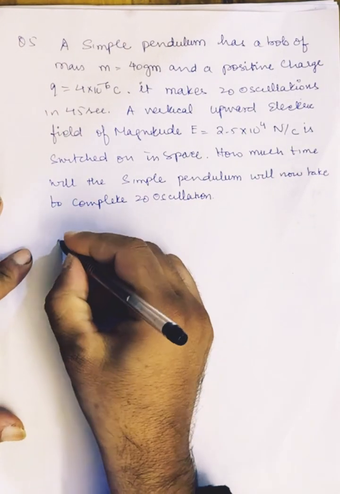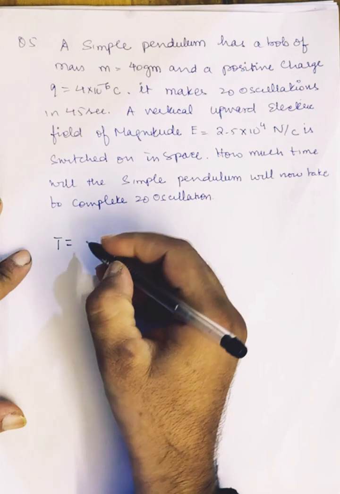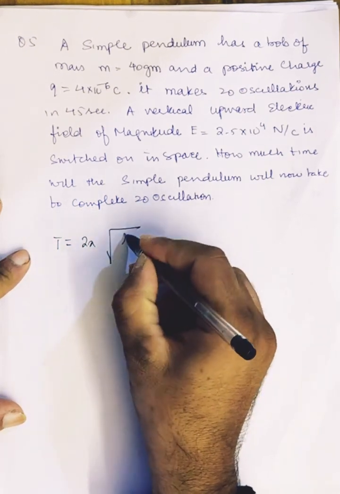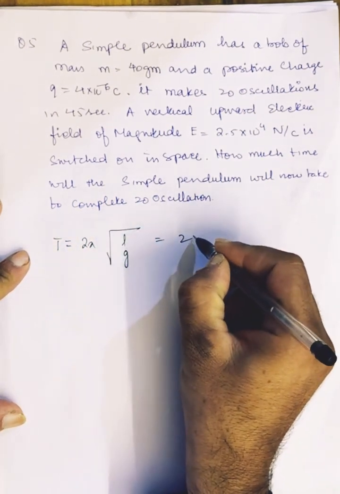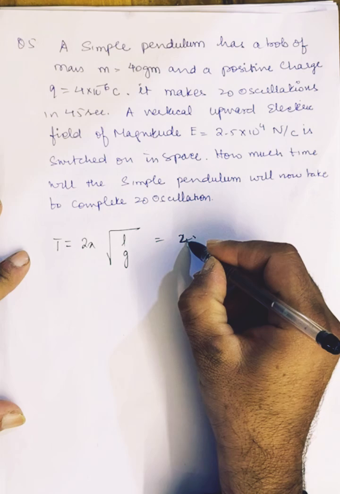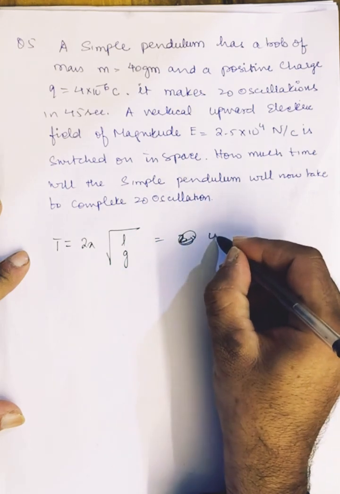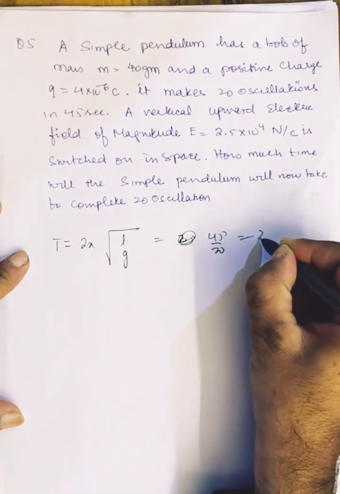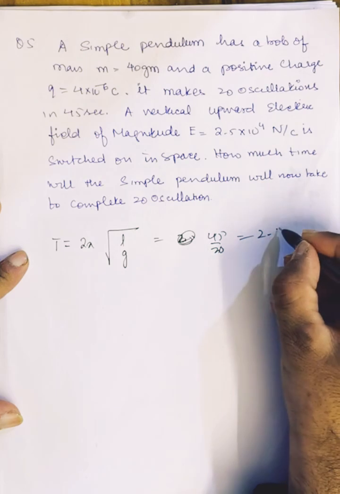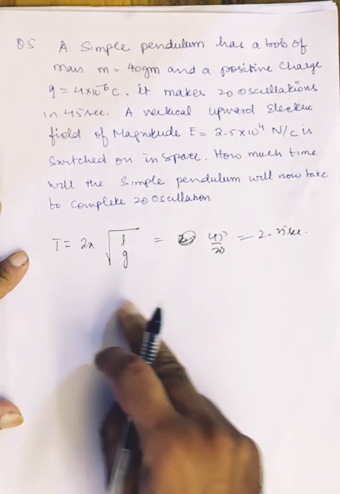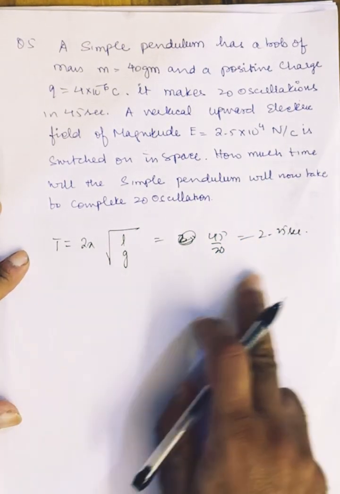So the time period obviously will change because we have changed the effective acceleration. This is a direct formula, for which we have 45 seconds for 20 oscillations. That means 45 by 20, 2.25 seconds. That is the answer to this expression.